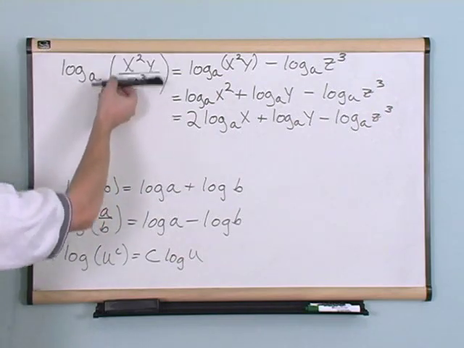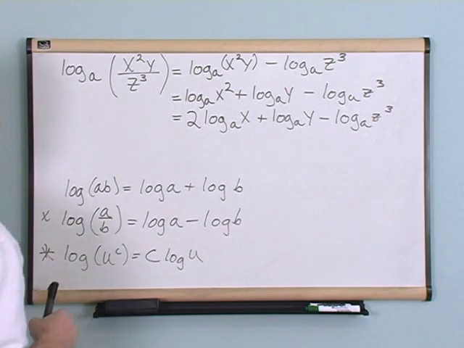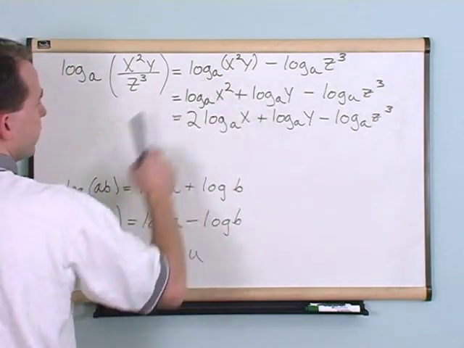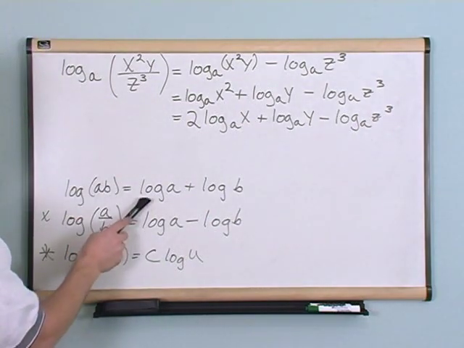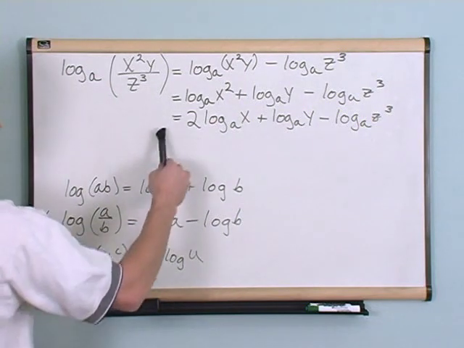First I noticed I had a division going on, so I subbed them out this way and noticed that I needed to subtract those logarithms. And then I noted I had a times b, and so I separated those two using addition. And then I noticed I had an exponent, so I used this third one to pull that out like that.